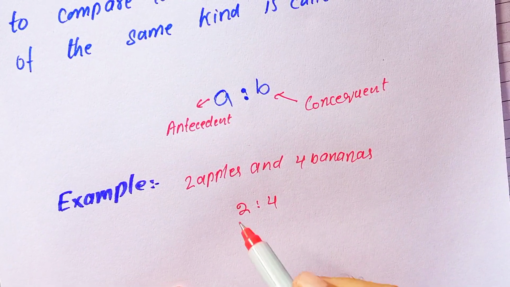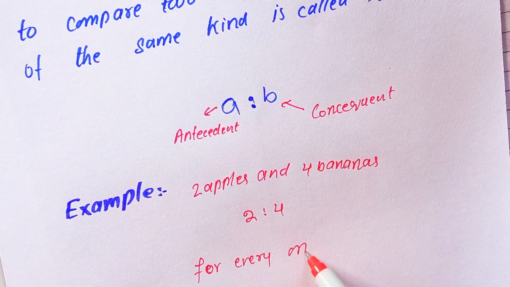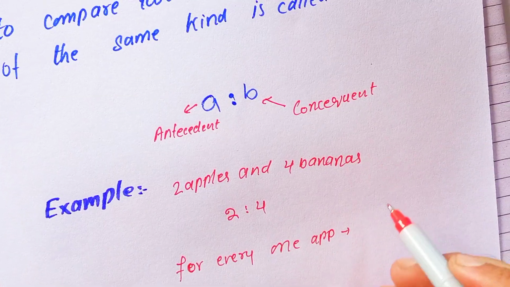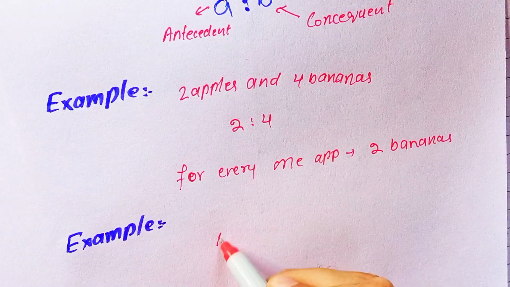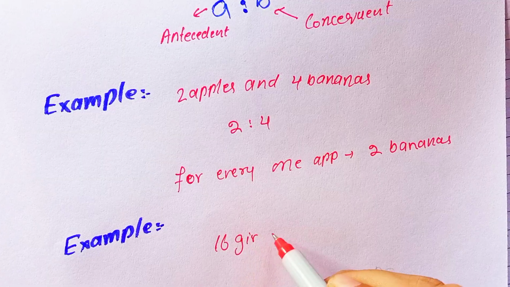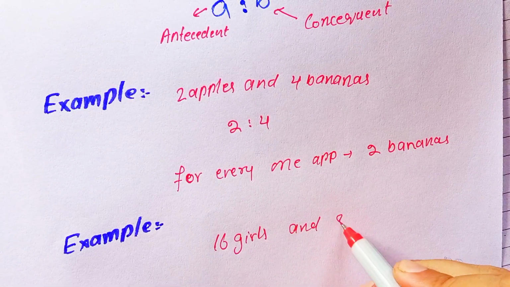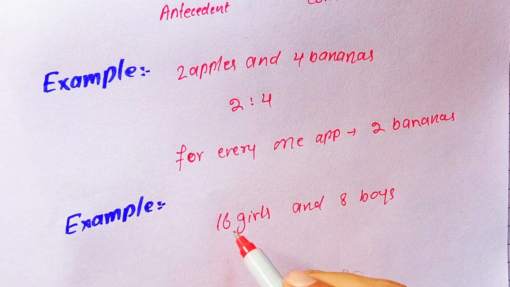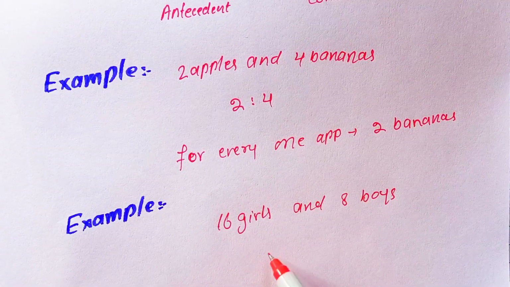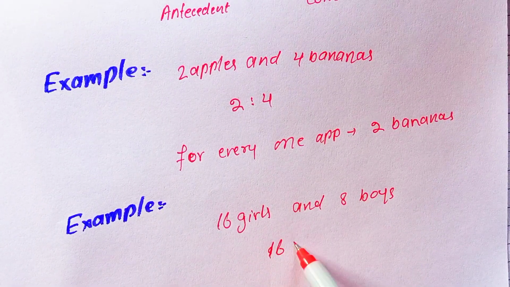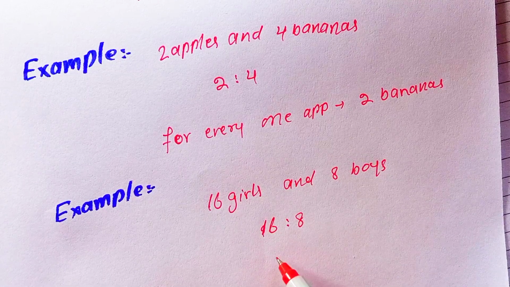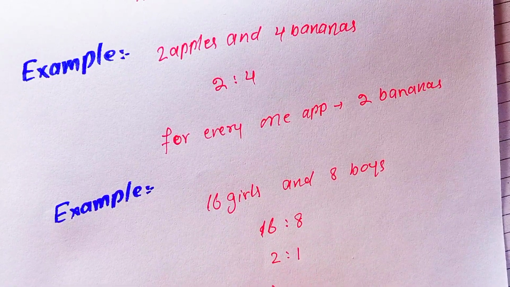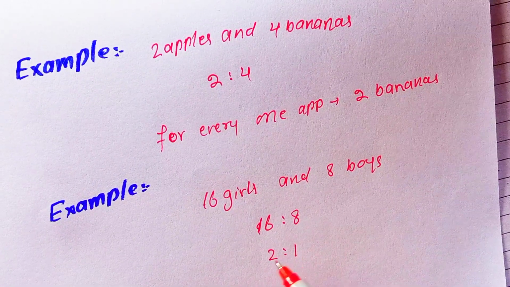2:4. That means that for every one apple there are 2 bananas, right? 16 girls in a class and 8 boys. So the ratio of 16 girls to 8 boys can be written as 16:8 or can be written as 2:1. That means that if there is one boy, then there will be 2 girls.